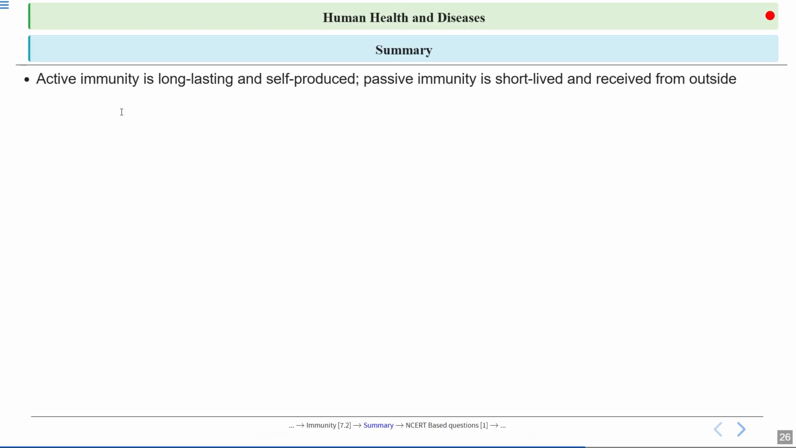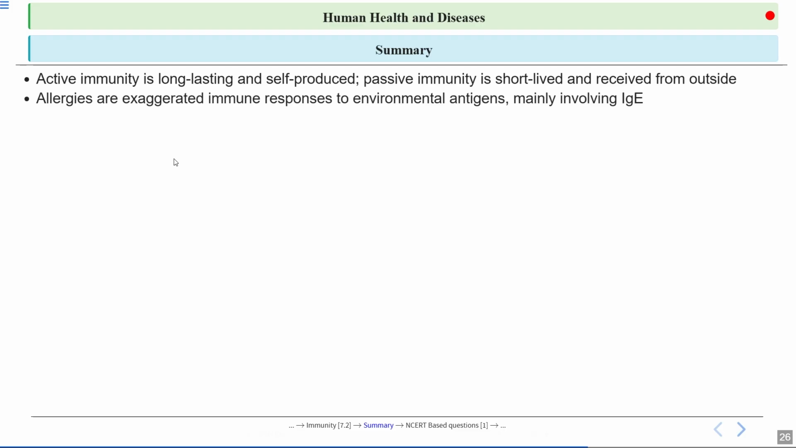Now active immunity is long-lasting and self-produced. Passive immunity is short-lived and received from outside. We also talked about allergies. Allergies are exaggerated immune responses to environmental antigens, mainly involving IgE. Now autoimmunity. We also talked about autoimmunity. Here the immune system is not able to distinguish between self and non-self, and it starts attacking its own body cells.